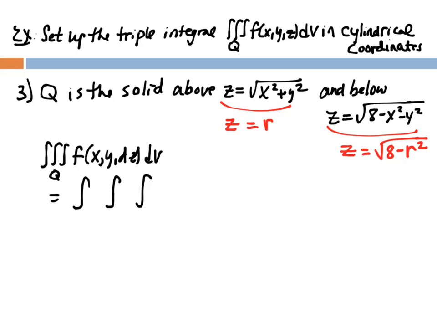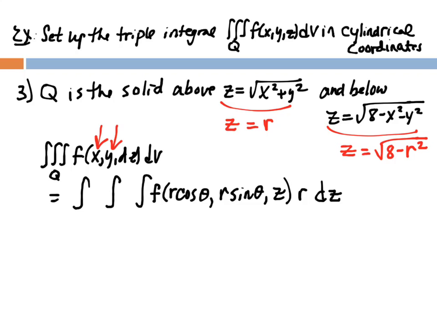And I've got a function. I'm not given a specific function, but my general function I'm working with is going to be in terms of r. So the variables that I'm replacing, the x and the y, are going to be in terms of the polar coordinates. So x is r cosine theta, and y is r sine theta, and then my z is the one that I'm keeping fixed. And this is times r. I'm going to put dz on the inside, and then dr, and then d theta.